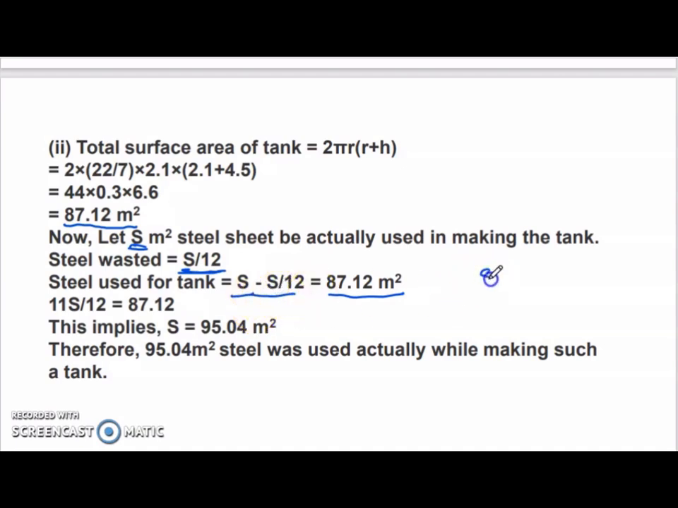So this S minus S by 12, when I take the LCM, it will be 12S minus S by 12, that is 11S by 12. So 11S by 12 is 87.12. Then what will be S? It will be 95.04 meters square. So this much sheet was actually used.